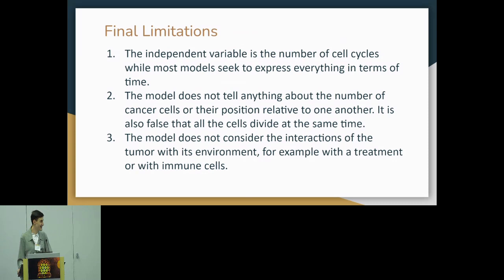And such models come from population ecology. In this case, our prey will be the cancer cells, and our predator will be, for example, immune cells or a medicine. So we can even include immune cells or medicines in the model.